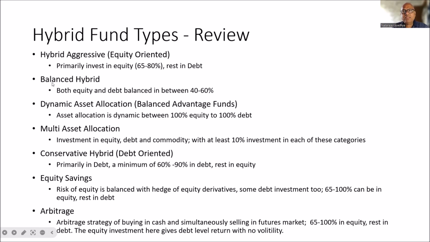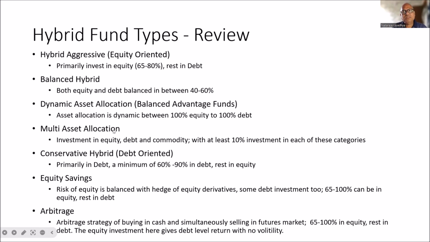Next type is balanced hybrid funds. Both equity and debt are balanced, between 40 to 60%. Dynamic asset allocation is another type, which is also called balanced advantage funds. So balanced advantage funds are not balanced hybrid funds. Okay, they are dynamic asset allocation funds. Here asset allocation is dynamic, and between equity and debt, it can be from 0 to 100%.